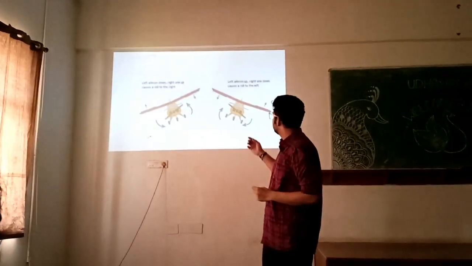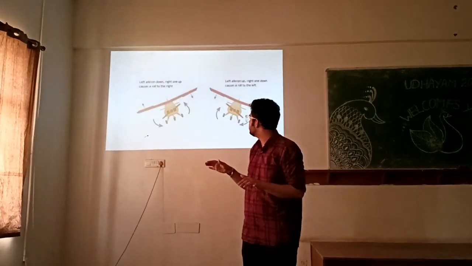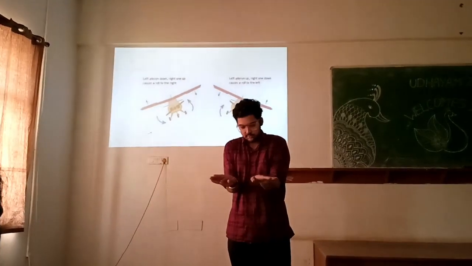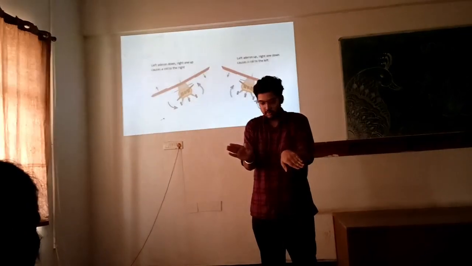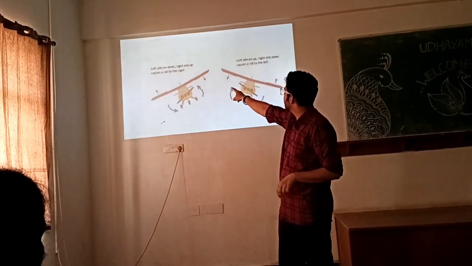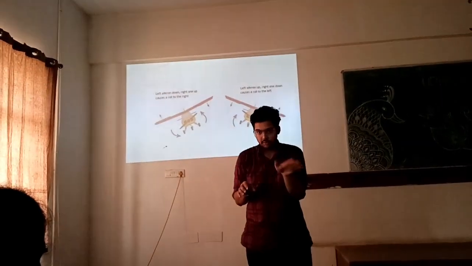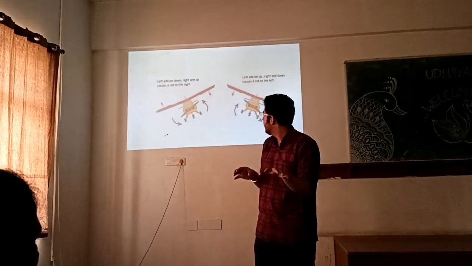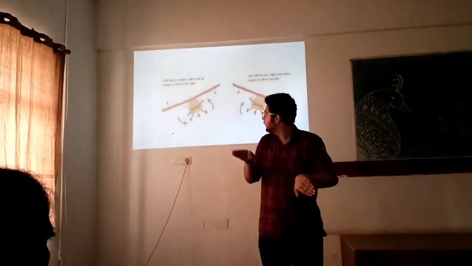Here you can see the aileron, which is responsible for this. Like I already discussed, one should be up and one should be down. For example, in the first case, you can see the left aileron is down. This is the left aileron with respect to me, and this is the right aileron. This is down and this is up.